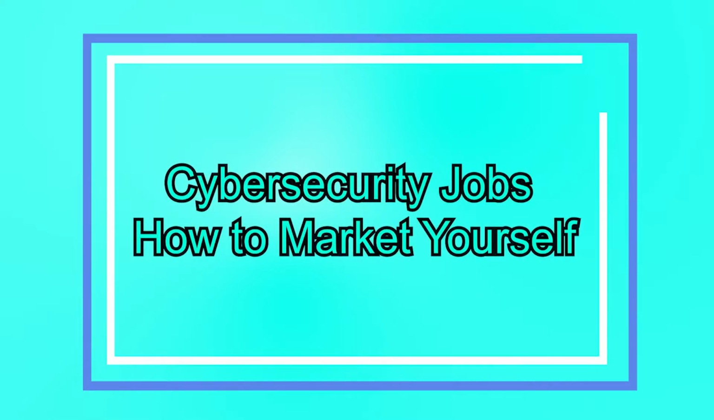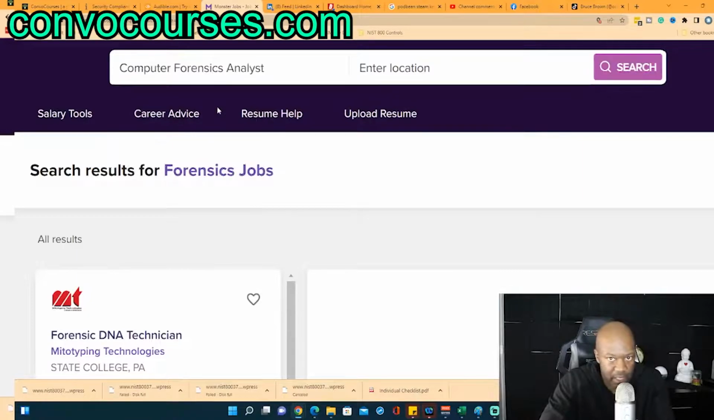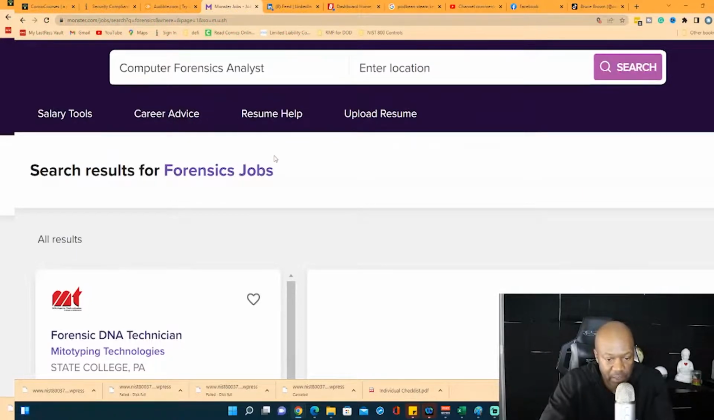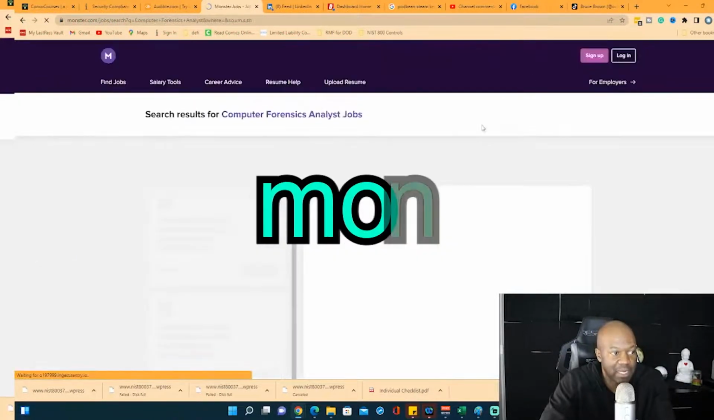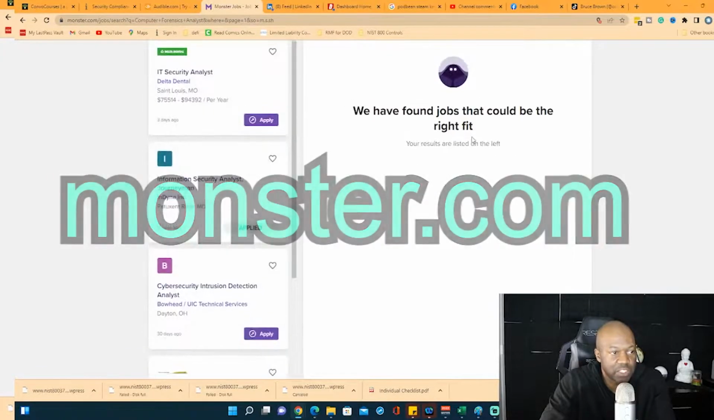Let's look at this one right here, computer forensics analysis. This is leading us down a rabbit hole of all the security keywords that we need for this particular career path. Now, I'm going to go ahead. I'm on monster.com, by the way, and now I'm searching for this career path. Now, where do we get the keywords? Once these jobs come up, I'll show you.